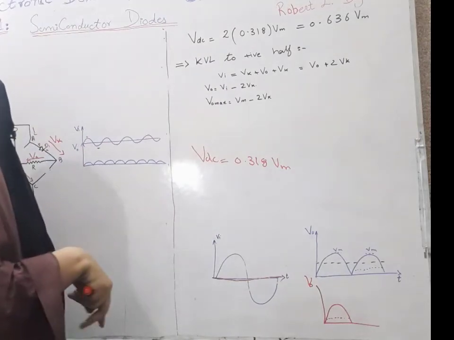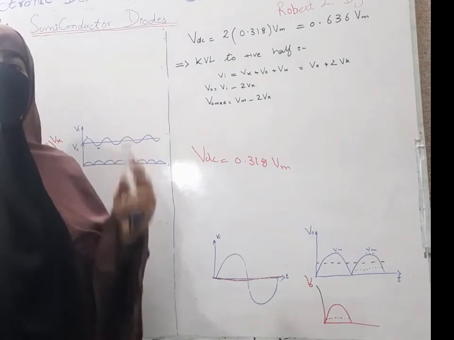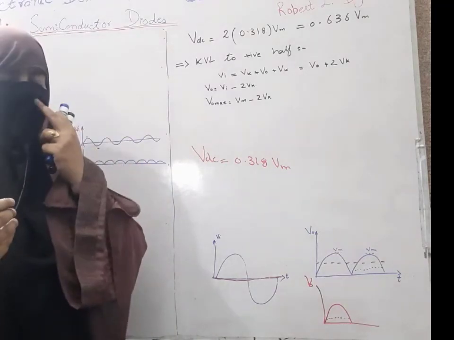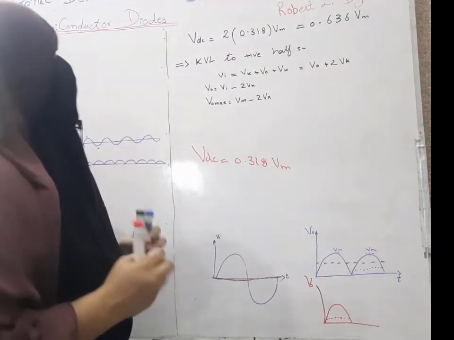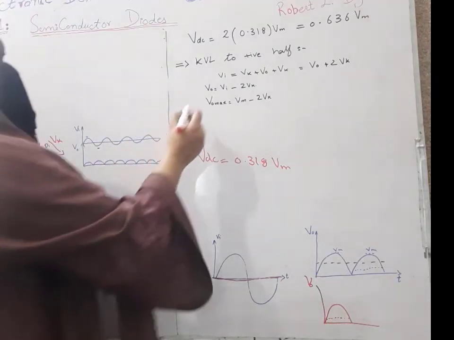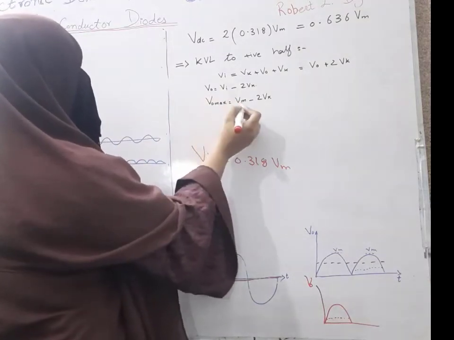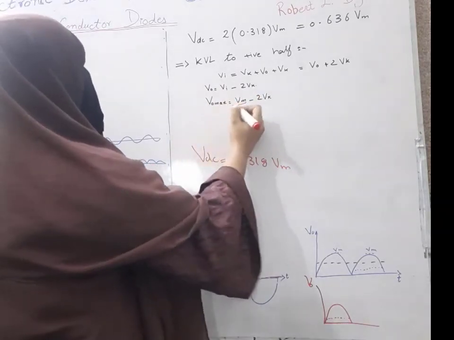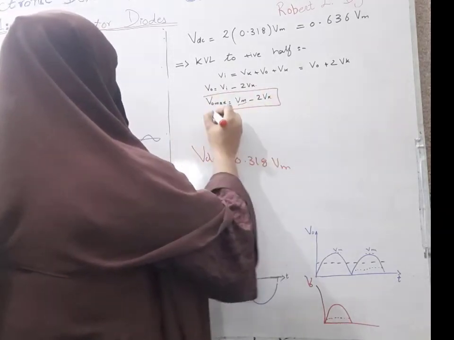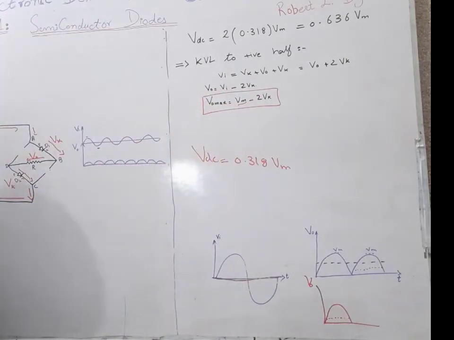When we want to get the maximum output voltage, then in that case we will have to apply the maximum input voltage. So for V0 to be maximum, we will have Vi to be maximum, which will be equal to Vm minus 2Vk. So V0 will be equal to Vm minus 2Vk. This is for the positive half cycle. This will be the same for the negative half cycle.